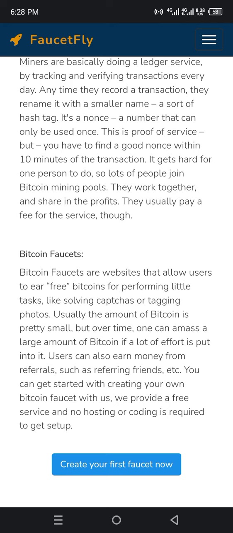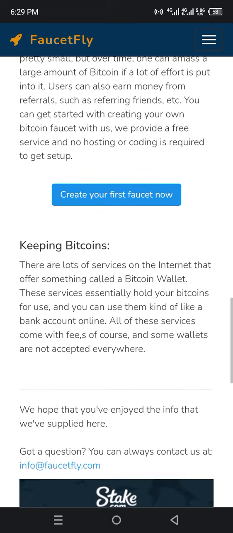Bitcoin faucets are websites that allow users to earn free Bitcoin by performing little tasks. There are little tasks you have to perform first before you can gain these Bitcoins. It's not free. You have to perform some tiny tasks like solving captchas or tagging photos. Usually the amount of Bitcoin is pretty small, but over time one can amass a large amount if a lot of effort is put into it. Users can also earn money from referrals, such as referring friends. You can get started creating your own Bitcoin faucet with us. We provide a free service and no hosting or coding is required.